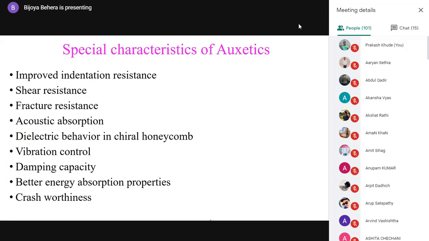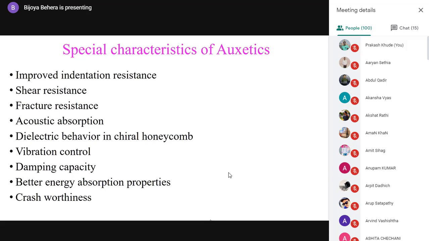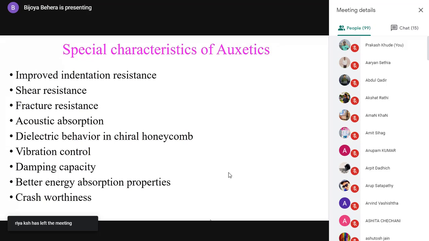What are the special characteristics of the auxetic? This is a very long subject, so I'm just briefly giving you. When we produce auxetic material, whether it is natural or man-made, textile or non-textile, most of the auxetic materials exhibit these special mechanical properties. That's why we are interested to develop this fabric by weaving or knitting or nonwoven. So what are those properties? They have improved indentation resistance. I will show you in the next slide what indentation resistance is.